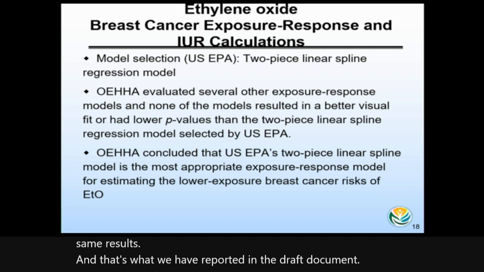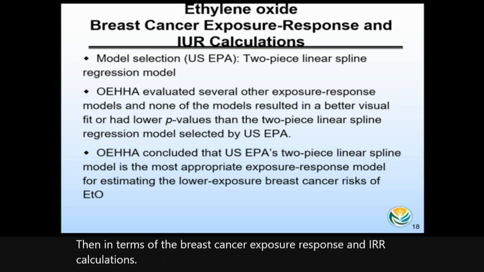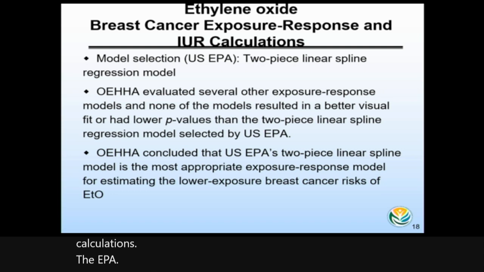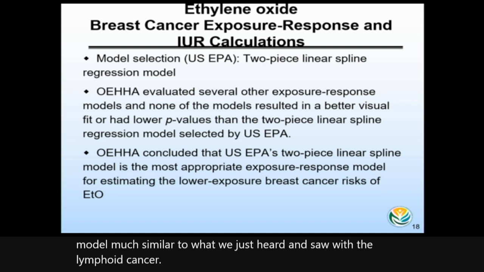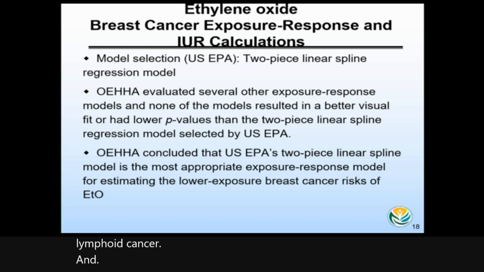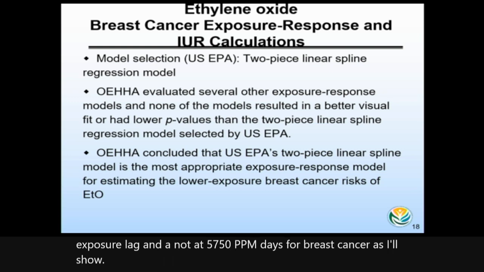Then in terms of the breast cancer exposure response and IUR calculations, the EPA analysis chose the two-piece linear spline regression model, much similar to what we just heard and saw with the lymphoid cancer. And once again, this was based on cumulative exposure, a 15-year exposure lag, and a knot at 5,750 ppm days for breast cancer, as I will show in the next slide.